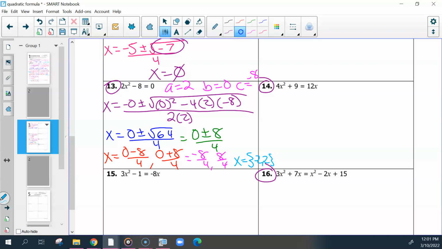We're going to do 14 and then we're going to start 16, but then I'll have you guys do that. So 14 will be our last one we do all the way. We first need to get 12x to the other side. So subtract it, not actually subtracting it to the side, but just moving it. So 4x squared minus 12x plus 9.